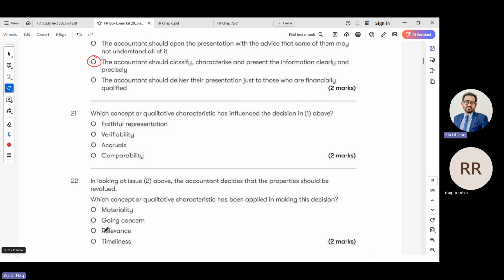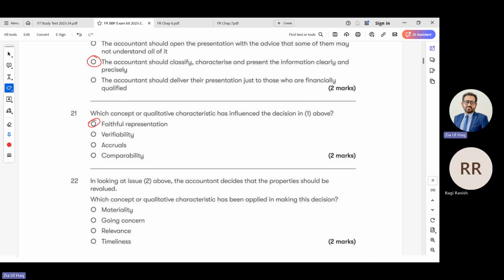Faithful representation: complete, neutral, free from errors. If they are not following IFRS 16, the financial statements are not free from errors. Verifiability should be independently reviewed. Accruals, that is a different concept. And comparability, previous year figures.